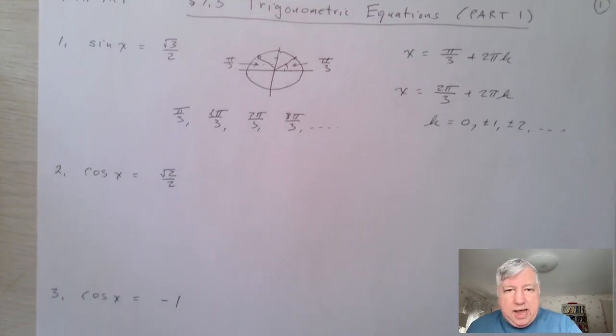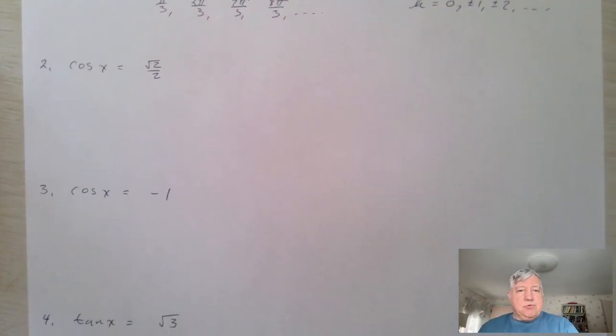Okay. Let's look at example 2. Cosine of x equals the square root of 2 over 2.